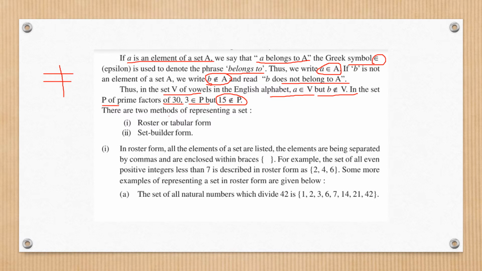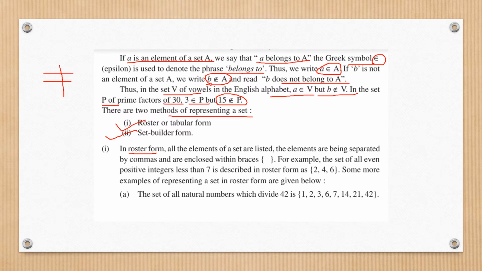Now there are two methods of representing a set. One is the roster form, the second one is the set builder form. So let us start with the roster form. Roster form, firstly, just recapitulate, you have heard about duty roster. Duty roster means duty chart, right, where the elements are listed.